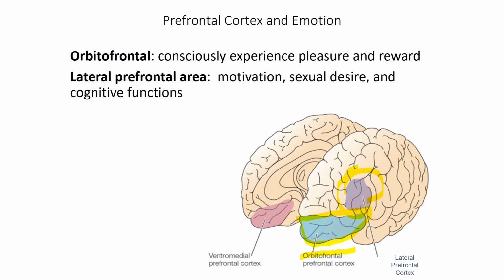Now, the lateral prefrontal area here in the purple is responsible for motivation, sex drive, and cognitive function. If somebody had this impaired, they would have a lack of motivation, like apathy, a low sex drive, and very slow cognitive function as well.